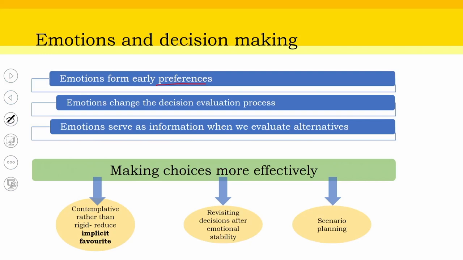So to make choices more effectively, you have to be contemplative rather than rigid. Reduce implicit favorites. Be contemplative. Revisit decisions after emotional stability. And finally, scenario planning. How you actually execute the whole process would be the critical aspect.